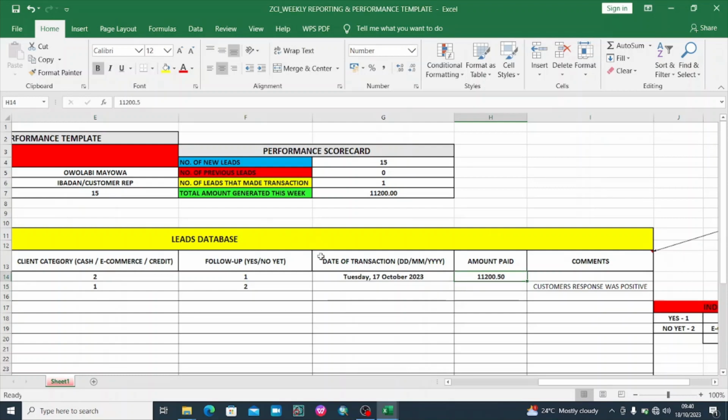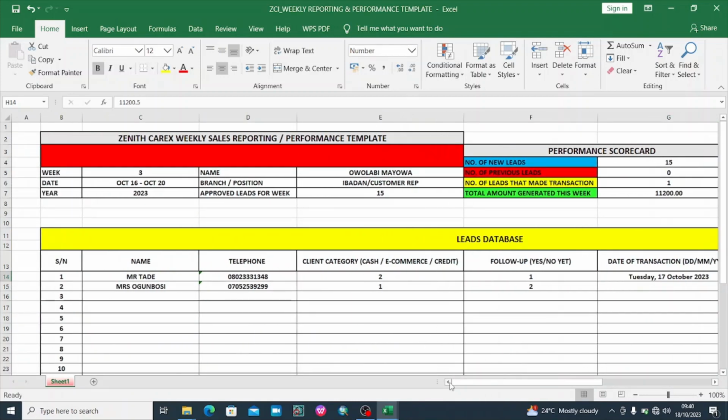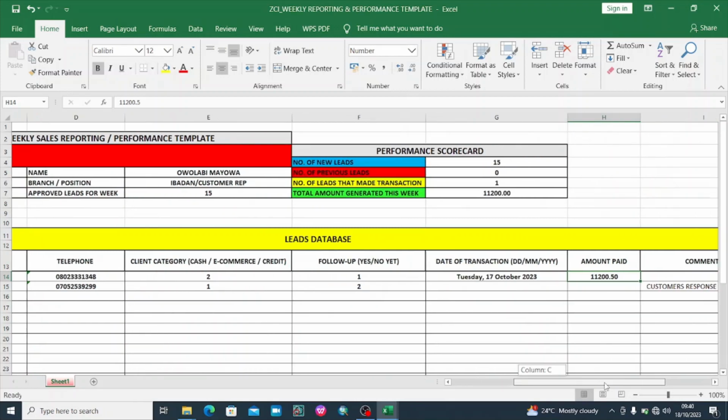This template has been programmed in a way that your own is just to enter the data. You open it on your phone. If you have Excel, if you don't have, go and download Microsoft Excel. Open this template and click on edit. Once you click on edit, it means you want to enter data into this template. Yours is just to enter your data and save it. Once you save it, you send it to your superior officers. They will know what to do with it next.